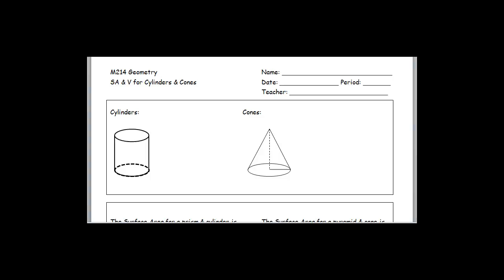We're going to continue our discussion about surface area and volume. Previously we had talked about prisms and pyramids. Today we're going to focus on cylinders and cones. Cylinders are just like prisms. Cylinders are going to have two bases and a height.